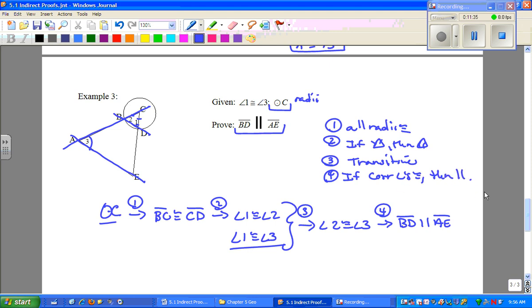I do not want to see anything shorter than that. I gave it to you. You broke it down. You don't have to write in all those words, but corresponding angles congruent, then parallel lines. You missed the congruent part. You missed the then parallel at the end. It's going to be marked wrong for it.